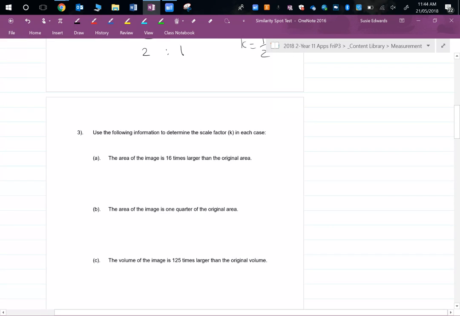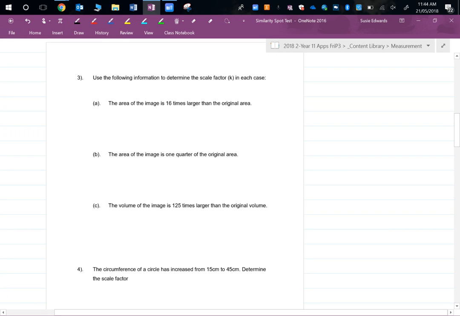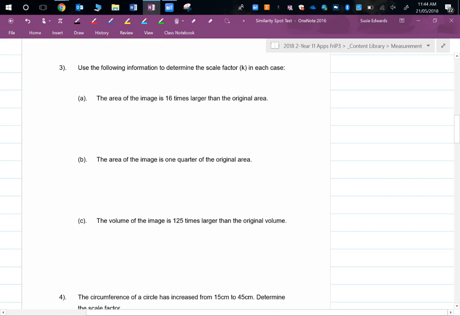All right, next page. Now, this is where I think things get complicated with scale factor. You need to remember, okay, K is about length.